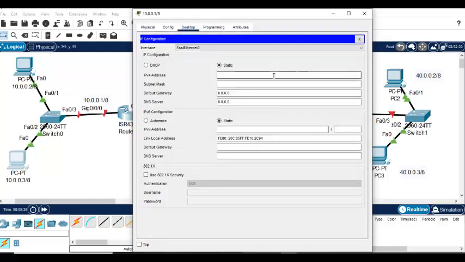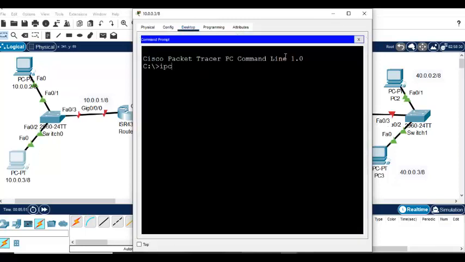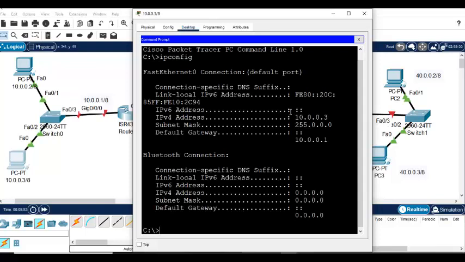Likewise here, 10.0.0.3, gateway 10.0.0.1. ipconfig. You can see it here. Next, I'll go to this router.